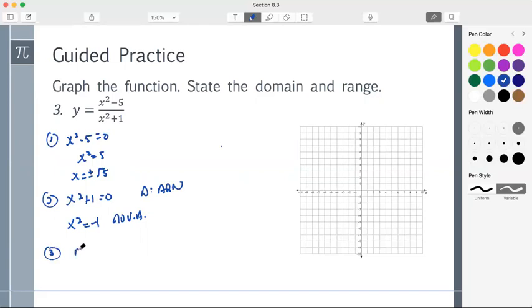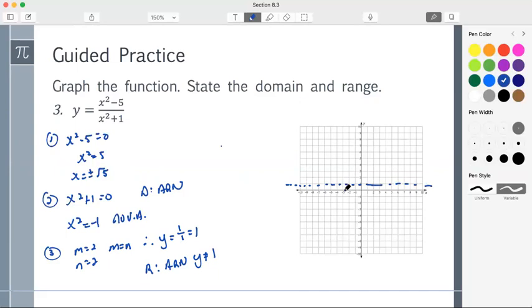Step 3, m equals 2, n equals 2, m equals n. Therefore, y equals the ratio of the coefficients, y equals 1. So your range is all real numbers such that y cannot equal 1. All right, no vertical asymptotes. We have a horizontal at 1.